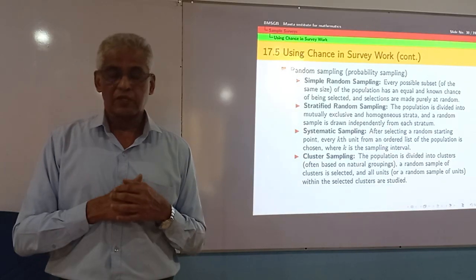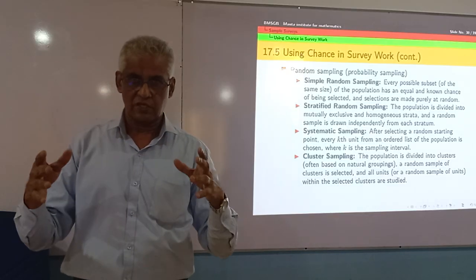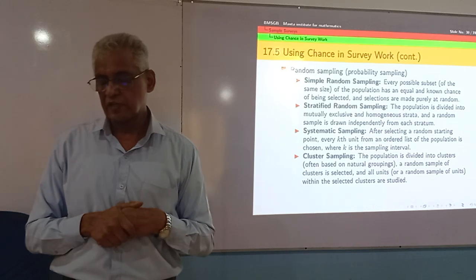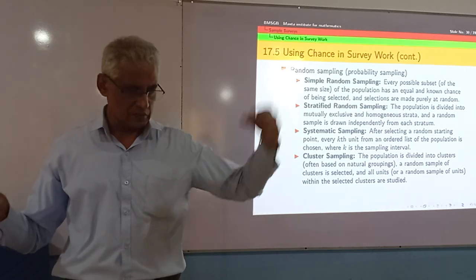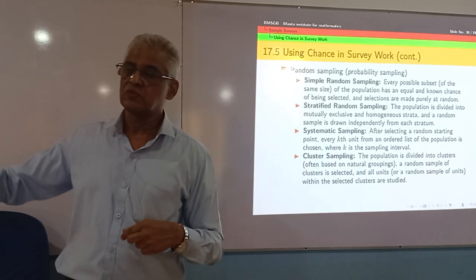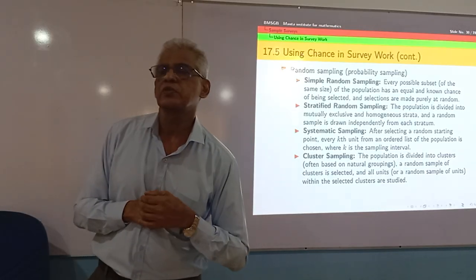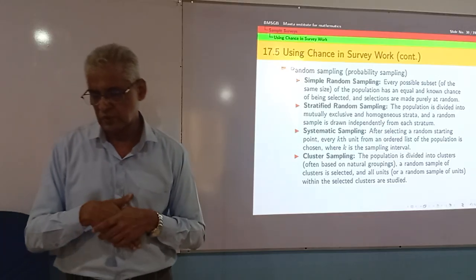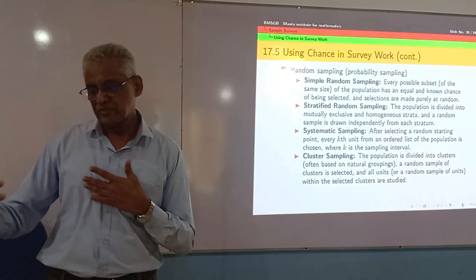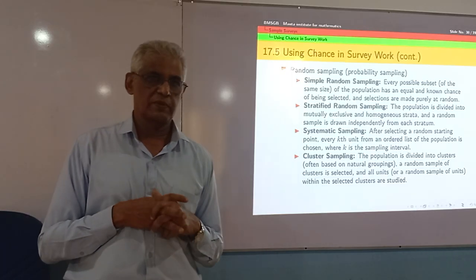In both cases, actually, we need the list. In simple random sampling, we need the list of all the people in the whole population. In stratified random sampling, we need the list separately for each group. For males, we have to have a list. For females, we have to have a list. That is going to be a problem in most situations where lists are not available. In that kind of situation, one thing we can apply is systematic sampling.